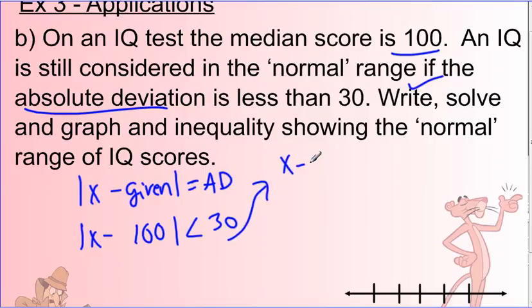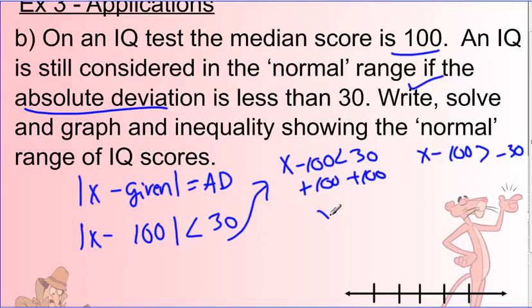X minus 100 is less than 30. X minus 100 is greater than negative 30. And then we add 100 to both sides. X is less than 130. Add 100, add 100. X is greater than 70.